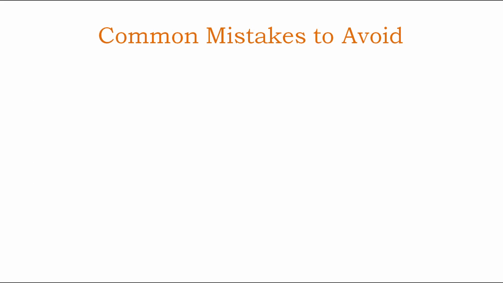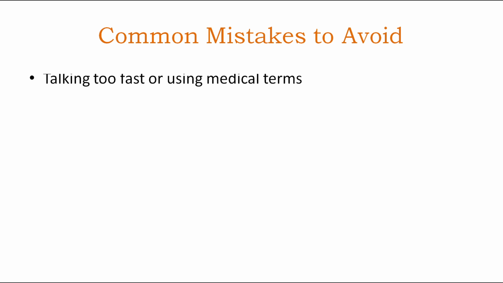Next, common mistakes that ought to be avoided in patient counseling: talking too fast or using medical terms. As a patient will not know about the medical terms, you should not use the medical terms. Talking too fast can make them feel threatened, and they may not ask the doubts they have. Okay, so we should avoid talking too fast or using medical terms. Not making eye contact shows your disinterest in them, right? So they may not listen.